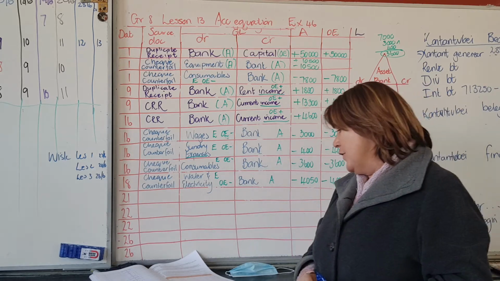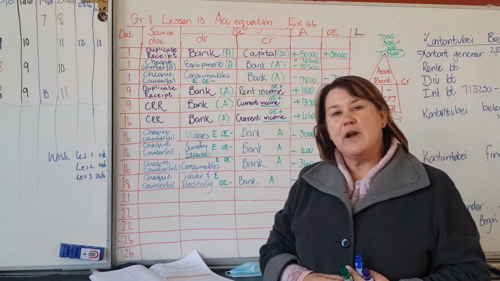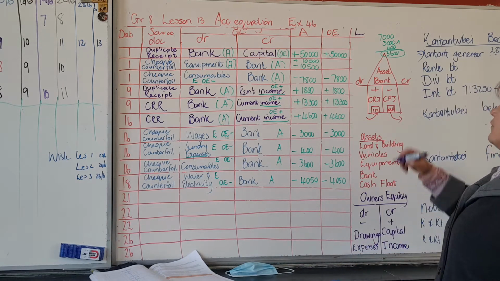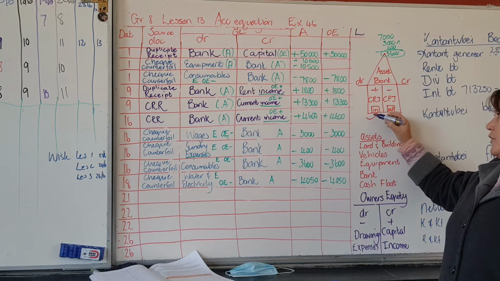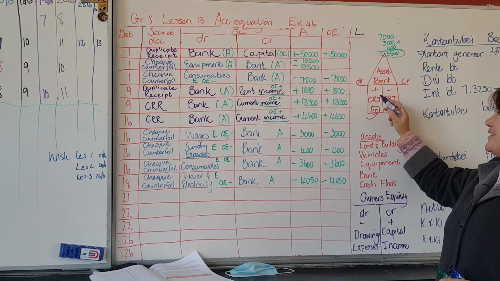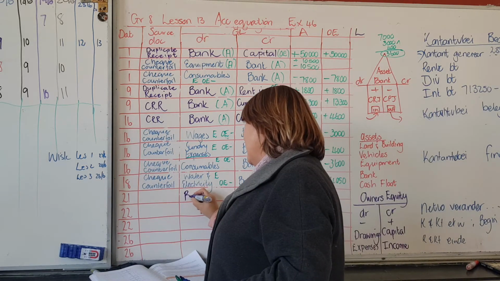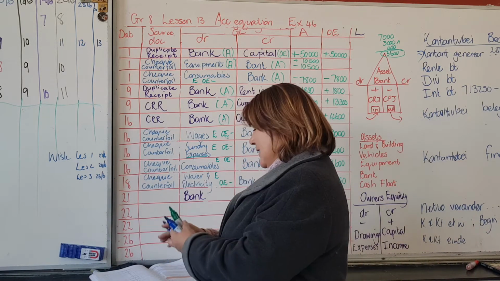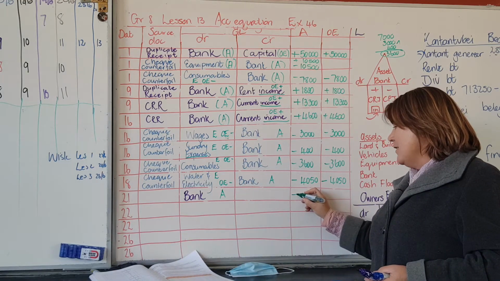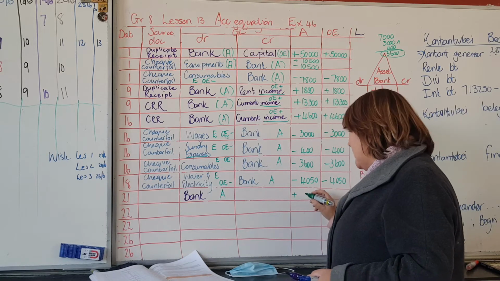Okay, then the 21st, service fees received. So you've rendered a service and you've received money. So if you receive money, money flows into your bank account. Your bank account is going to increase, so your bank account is going to be debited. Bank is an asset. So what happens to your bank? Your bank increases with an amount of 6,000 Rand.